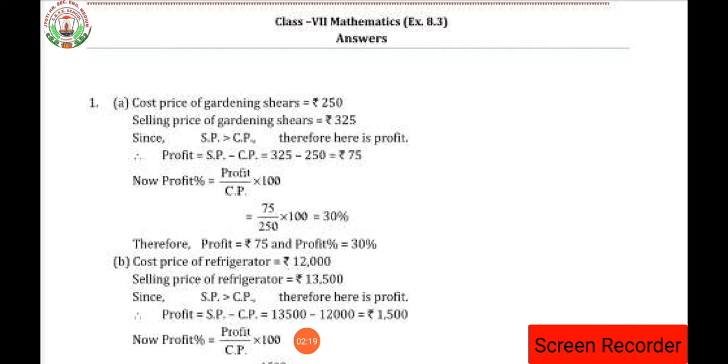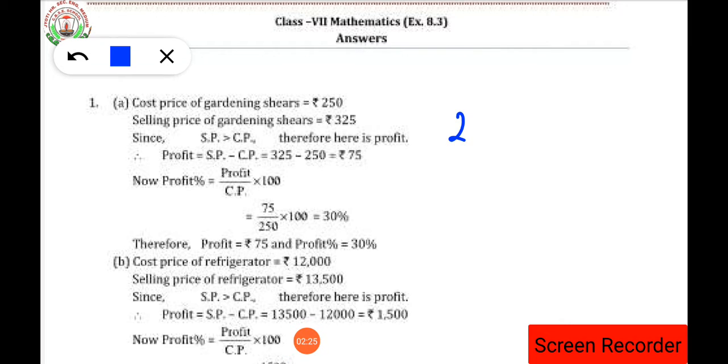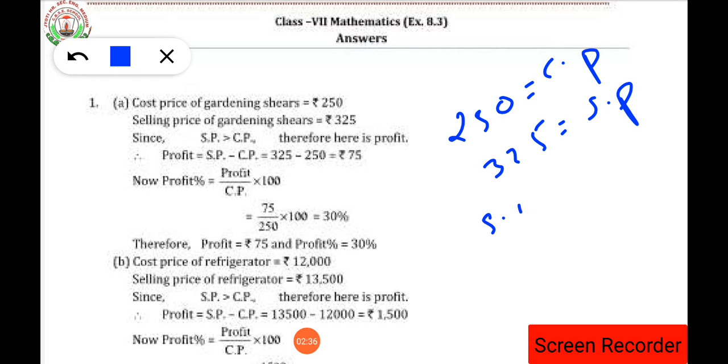So here we have the cost price of a gardening share as rupees 250. This is the cost price. Now 325 is the selling price, isn't it? So which one is greater? SP is greater than CP, isn't it? SP is greater than CP, that means here we have the profit. So profit is equal to SP minus CP.